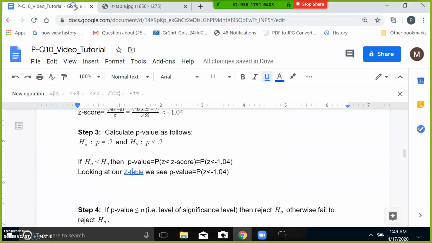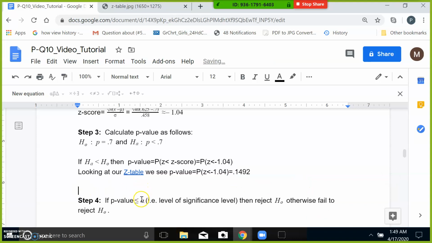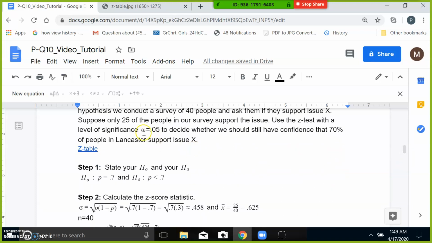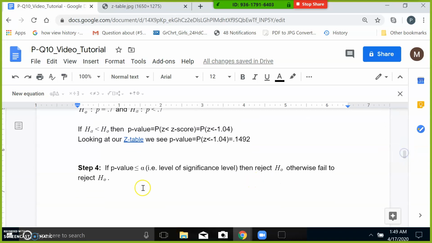1492. Let's go back here now. So this is equal to 0.1492. Okay, so we've done step 3. Let's go on to step 4. So step 4 then. If p-value is less than alpha, where alpha here in the question was 0.05. That's right. Write that down here. So alpha here, in our case, alpha is 0.05.